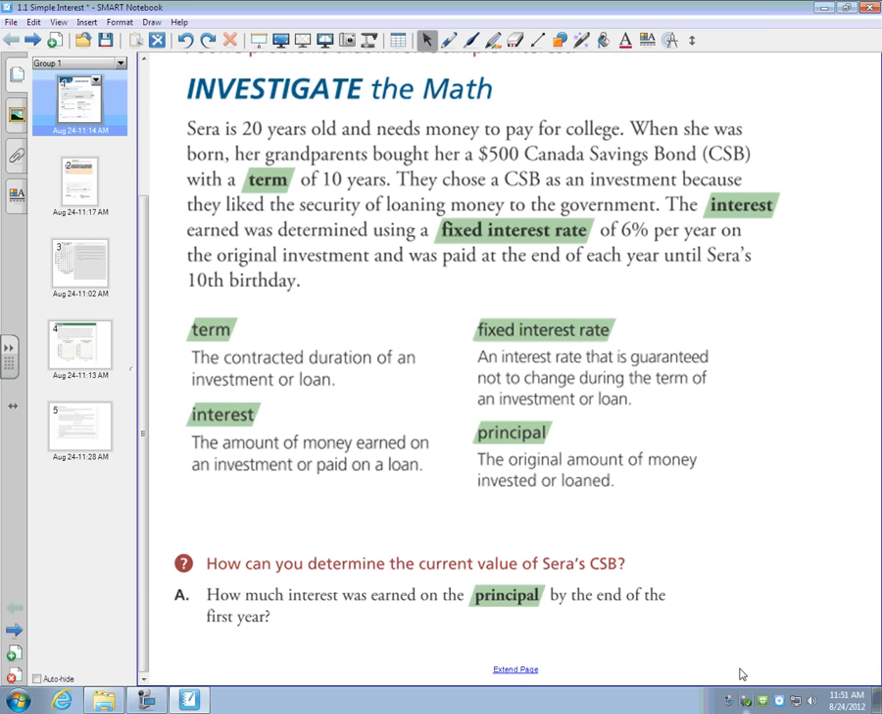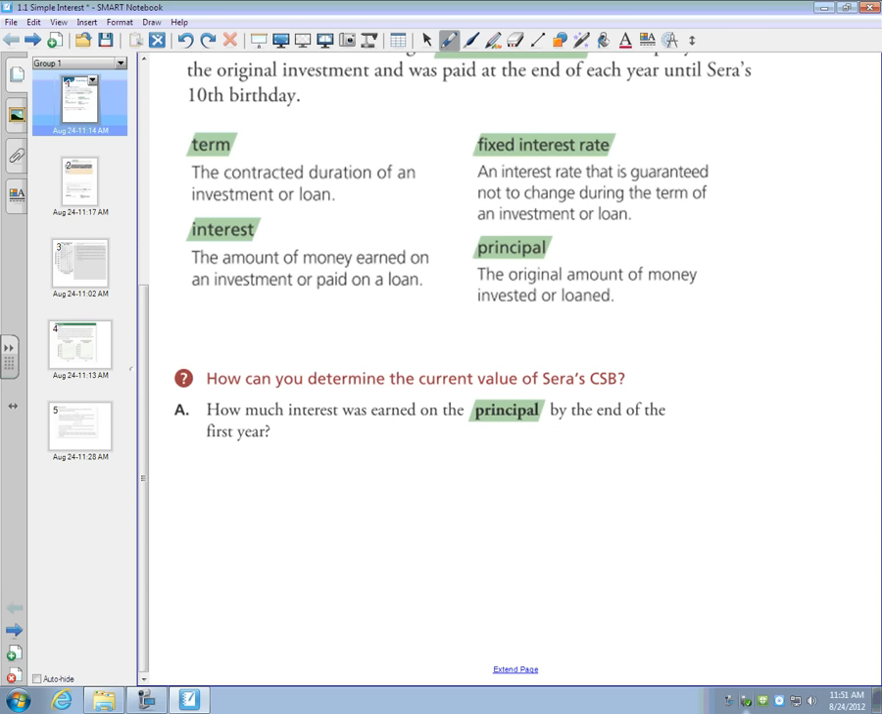Question number 1. How much interest was paid on the principal at the end of the first year? The grandparents put $500 in. They were guaranteed 6% interest. They made $30. That's just some simple math there. At the end of the first year, they made $30.